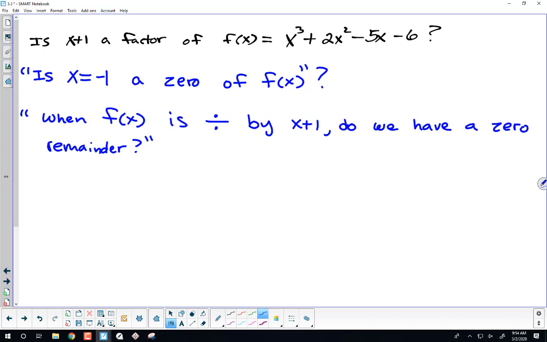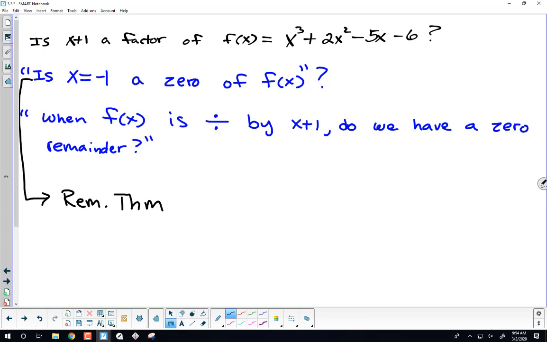So we can either plug -1 into the function to see if we get 0, or we could do synthetic division with x plus 1. Those are our two options. If it's a factor, the remainder will be 0. Okay, so what do y'all want to do? Do you want to plug -1 in, or do you want to do synthetic division? Okay, plug -1 in. So we're going to look at our question like this and utilize the remainder theorem.